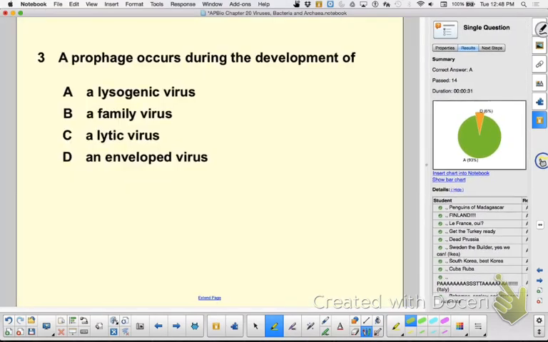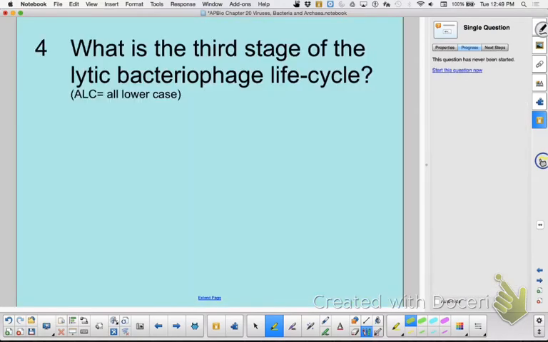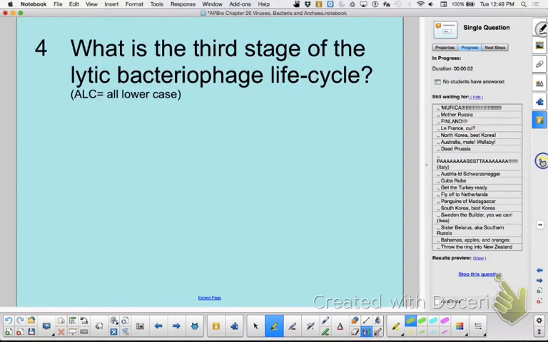Okay, what did we miss? Somebody picked D. How are you gonna remember this one? A professional virus, that's how I remember this one. A professional virus knows how to integrate itself into the host chromosome. Let's just say this one. I don't want to wait for you to type it. What's the answer here?